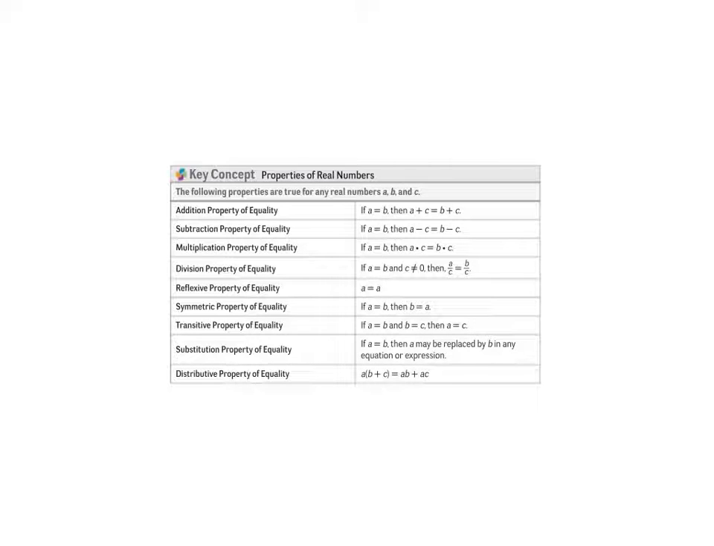The reflexive property is a new one that you may not have done in Algebra 1, but symmetric and transitive you would have used, and then also substitution and especially the distributive one. Those, apart from maybe the reflexive, you would have used in Algebra 1, okay?